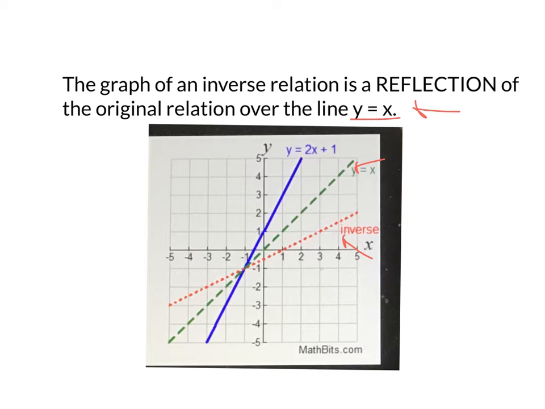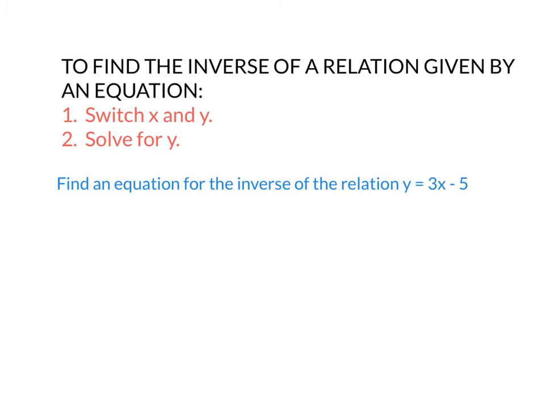And look what happens. Look what the green line does. It splits them right in half. The blue line and the red line are reflected across that line. And that is always true with inverses. So that's one way you can tell if two equations are inverses of each other. You can graph them both and also graph the line y equals x and see if they're reflections of each other across that line.